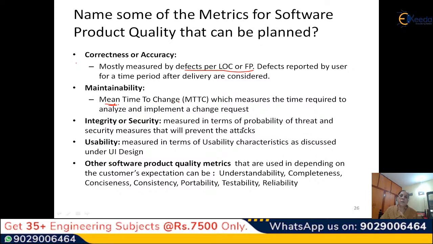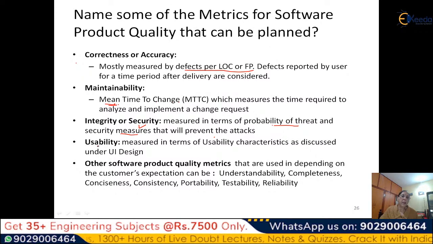Integrity or security. This is measured in terms of the probability of threat and the security measures that will prevent the attacks. So first we have to determine the probability of threat. Then we have to see how many security measures we have taken, and we have to calculate some kind of derived metric: by using the security measures, how many of these threats we have been able to prevent. So that is the integrity or security measure.